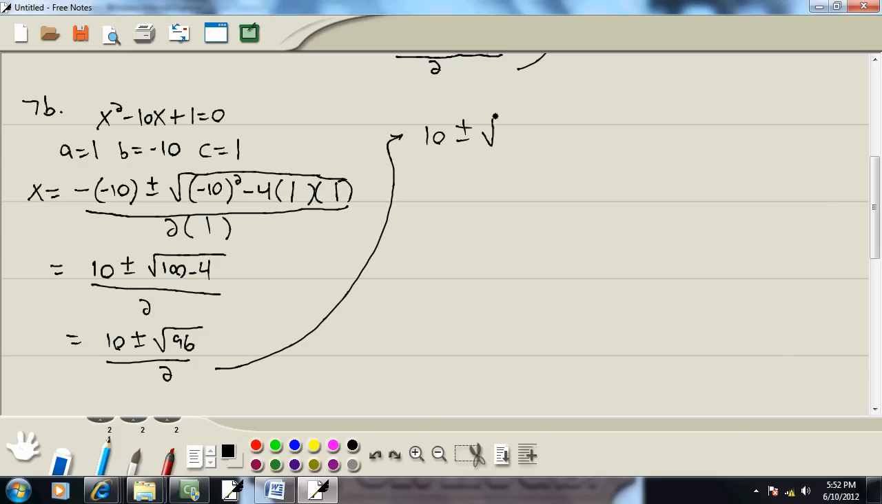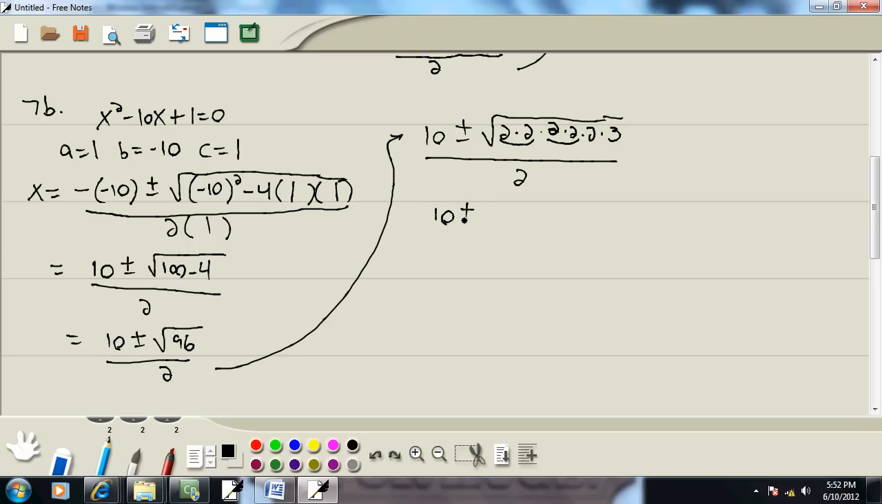And that becomes 10 plus or minus the square root of 96, which is 2 times 48. That's 2 times 24. Let me see, 2, 4, 8, 16, 32. 32 times 3 is 96. Okay. And we're looking for a pair of numbers. Here's a pair of 2s that's going to come out.